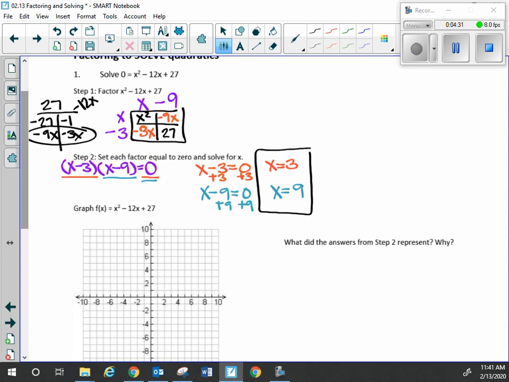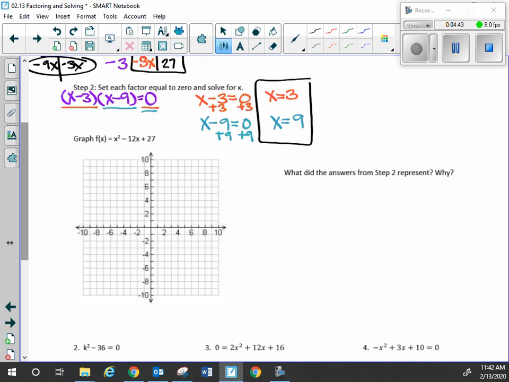Why do we need these? I'm going to explain. So realistically, you set that function equal to 0, and what you're solving for are the zeros of the function. What else can I call zeros? X intercepts. So if I graph these values on my coordinate plane, x equals 3 and x equals 9, they're going to match up with my parabola.